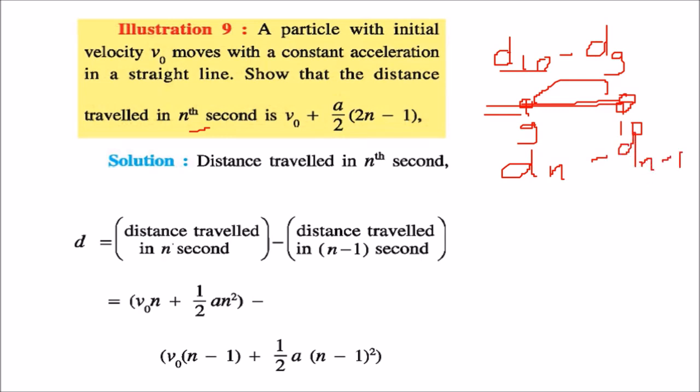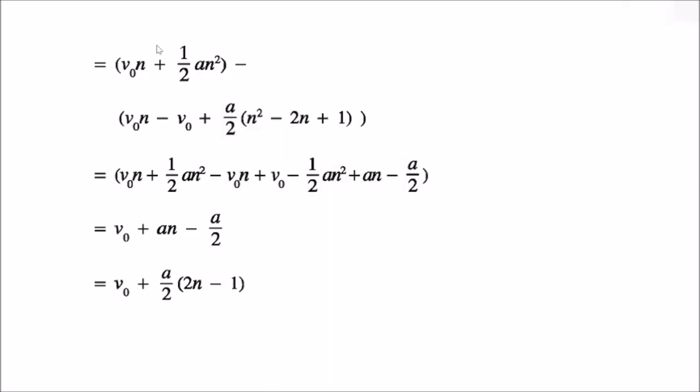Exactly, it is being done here. The distance traveled in the nth second is the distance traveled in n seconds minus the distance traveled in n minus 1 seconds. So in place of t, we put n in the equation. We know v0 n plus half a n square. In the same equation we will put n minus 1 in place of n. So v0 (n minus 1) plus half a (n minus 1) whole square. Let us rearrange it, something will get cancelled, and finally you get this as the equation.